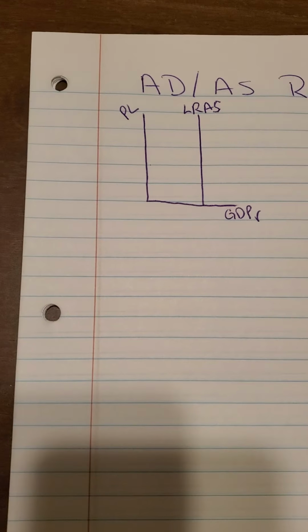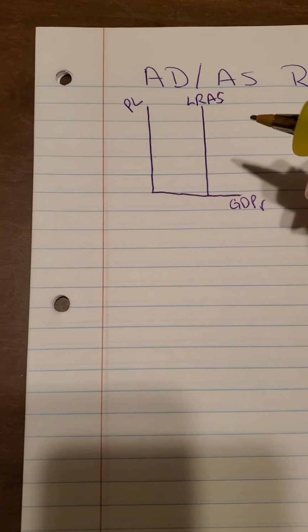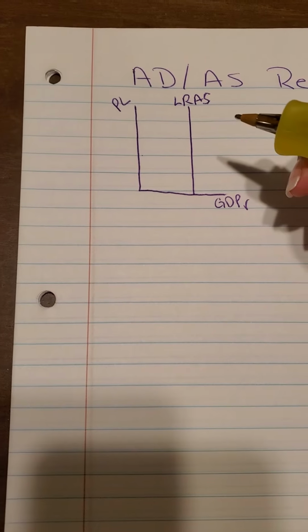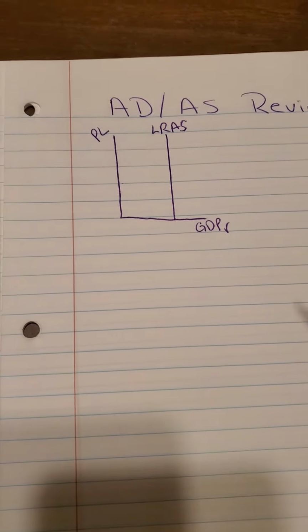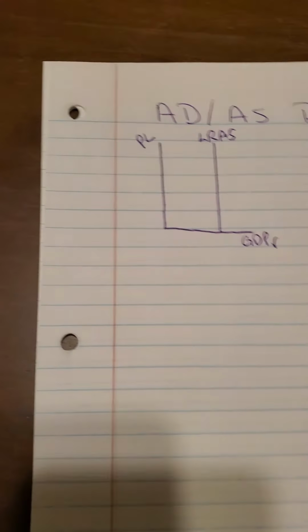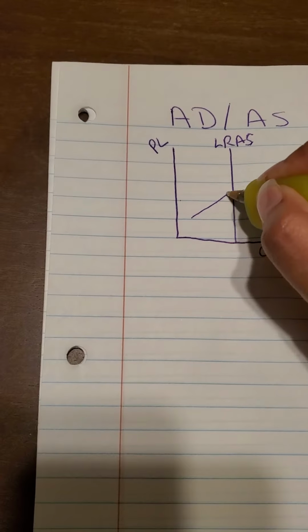When our equilibrium is on the LRAS, it means that we're at full employment. That means that we have 4 to 6% unemployment. So that's where we want to be. So we'll go ahead and start off with that graph.